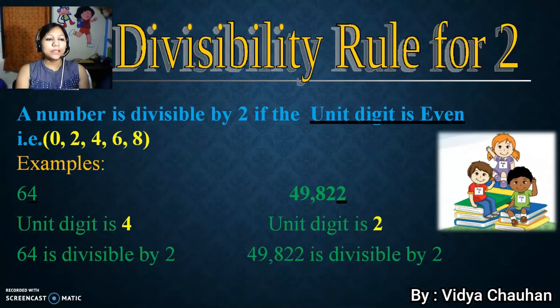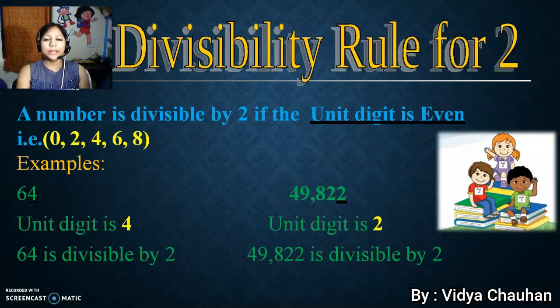For example, our first number here is 64, and what is the digit at unit place here? The digit is 4. So is 4 divisible by 2? Yes, because it is an even number. So this complete number 64 is also divisible by 2. The simple trick is that if the unit digit is even, the whole number, whether big or small, will be divisible by 2.